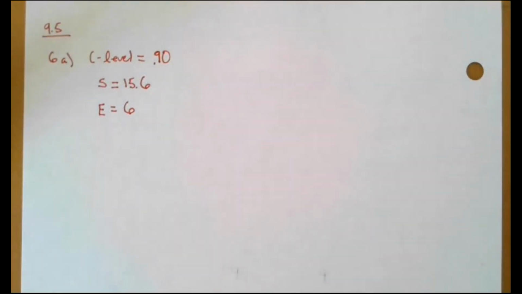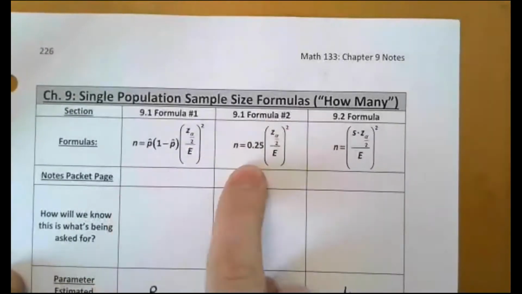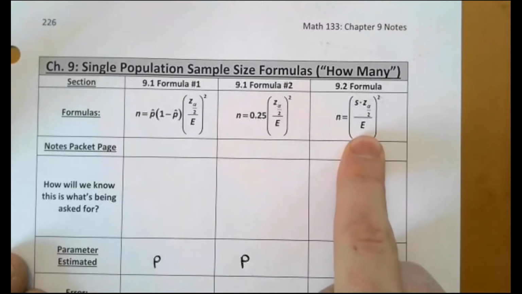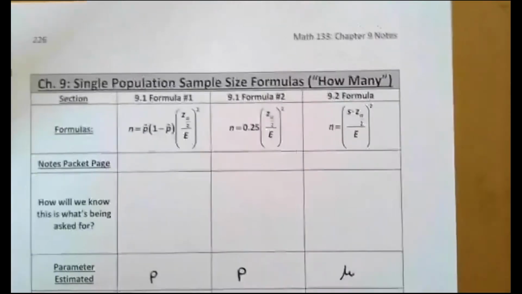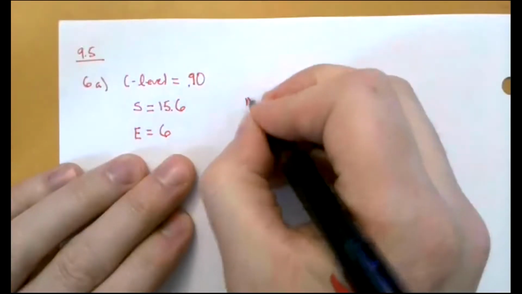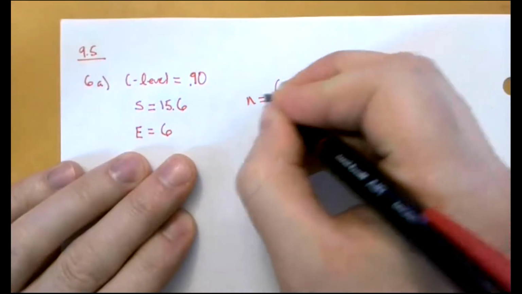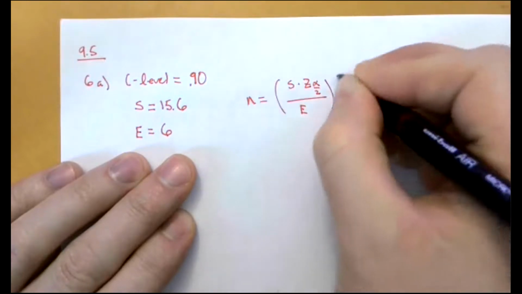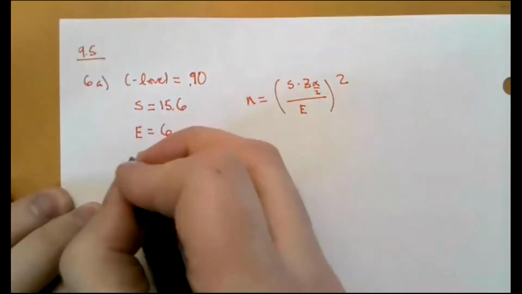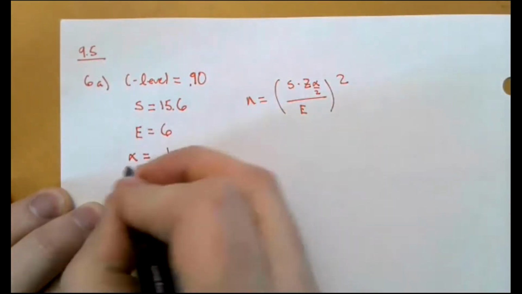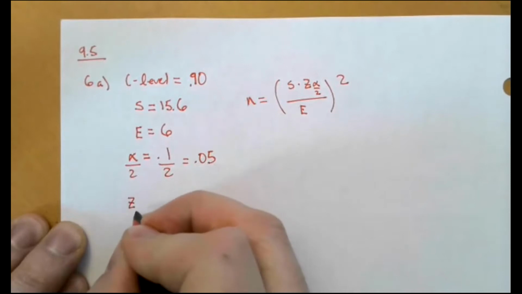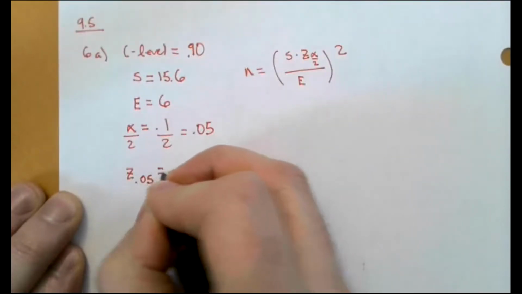Okay. So what we need then is the formula. Which of these 3 is it going to be? Well, since we're working with a mean, there's only one formula for it. It's this one. So I'm going to write that formula down. n equals s times z alpha divided by 2, all divided by e, squared. So our alpha is 0.1. Our half alpha is 0.05. And what we need is z sub 0.05 to finish this calculation.